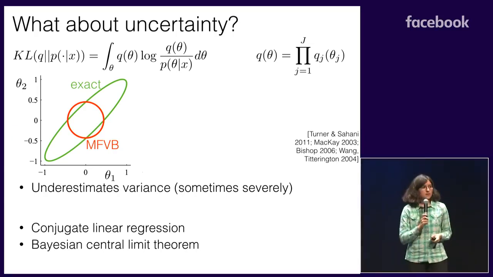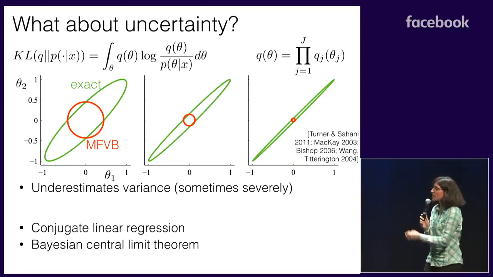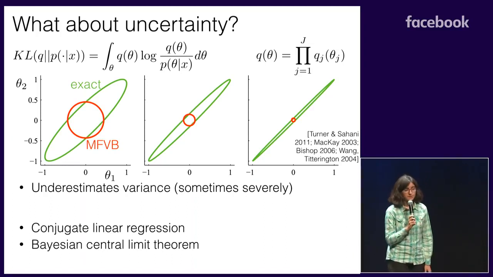And so this underestimating of the variance is doing exactly that. It's making us overly confident. It might make us make wrong decisions. And of course, it gets arbitrarily bad as we increase the correlation of the Gaussian.